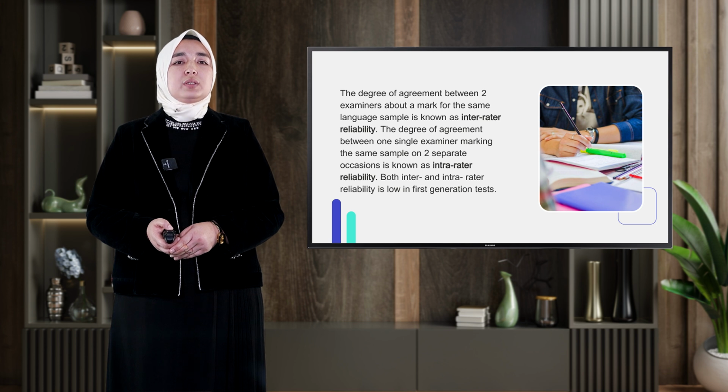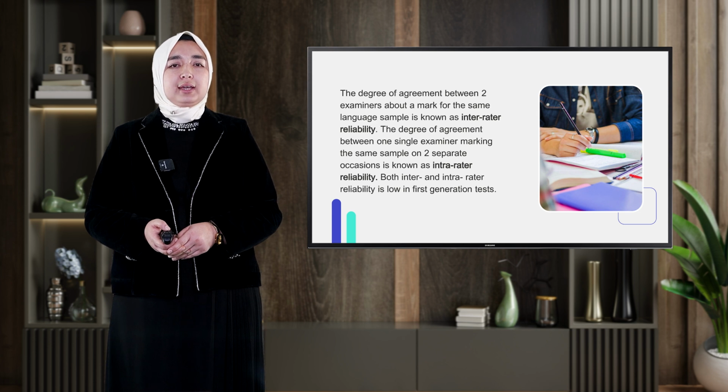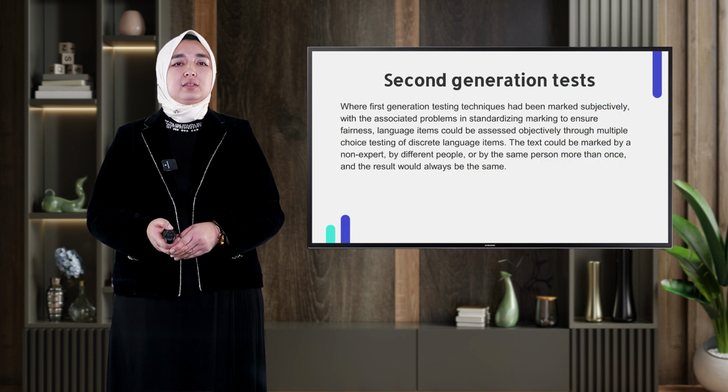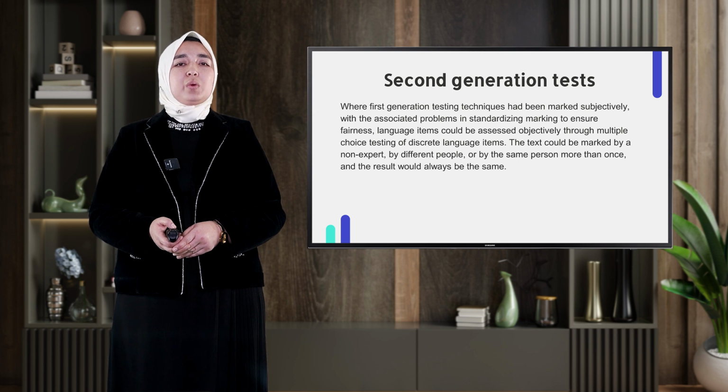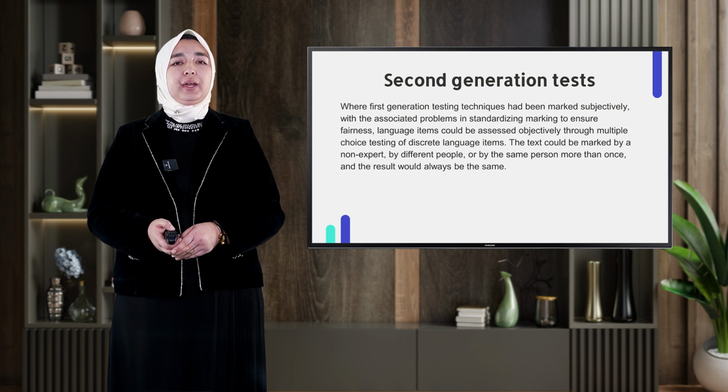Both inter- and intra-rater reliability are low in first-generation tests. In second-generation tests, where first-generation testing techniques had been marked subjectively, with the associated problems in standardizing marking to ensure fairness, language items could be assessed objectively through multiple-choice testing of discrete language items.